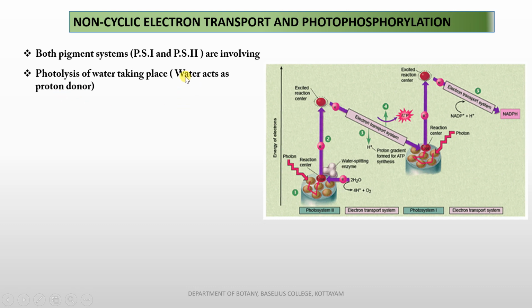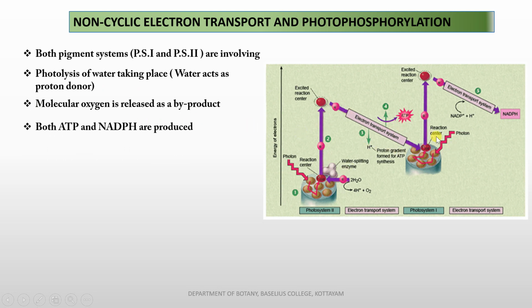So remember this. What is the function of water in light reaction? Water acts as the proton donor. That is the primary function of water, and for that function, photolysis of water is taking place. And molecular oxygen is also released as a byproduct during this photolysis of water, and this is also highly significant. Actually, in the process of photosynthesis, molecular oxygen is just a byproduct, but this particular process is very much significant for the existence of life on Earth.